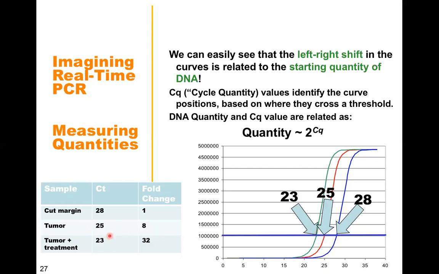So we can see that from 28 to 25 to 23, there is a difference of 3 CT values, and further a difference of 2 CT values. And how do we calculate? The formula is 2 raised to power cycle number. Here, a 3 cycle difference is there, so 2 raised to power 3. It means there is 8-fold higher expression in case of tumor. Again, in case of tumor plus treatment, it is 23, so from the cut margin sample the difference of 5 CT values is there. It means that 32-fold higher expression is there after giving the treatment.